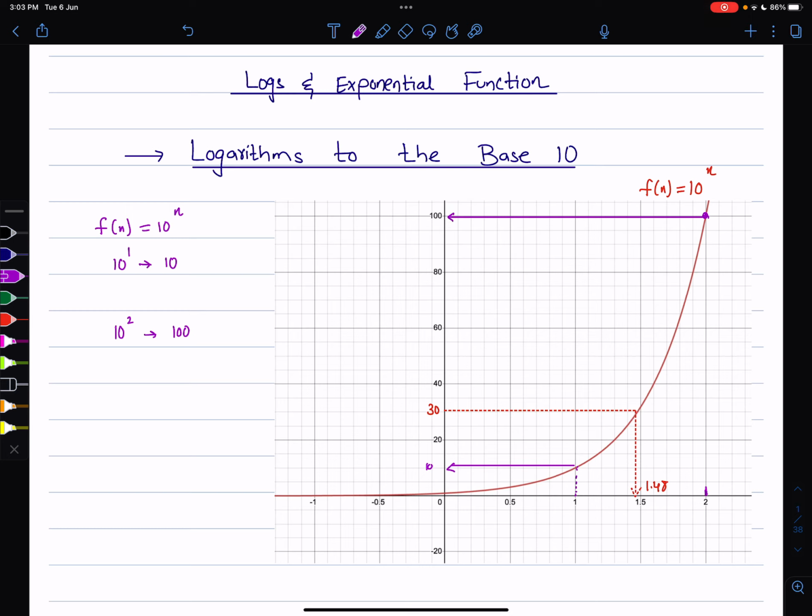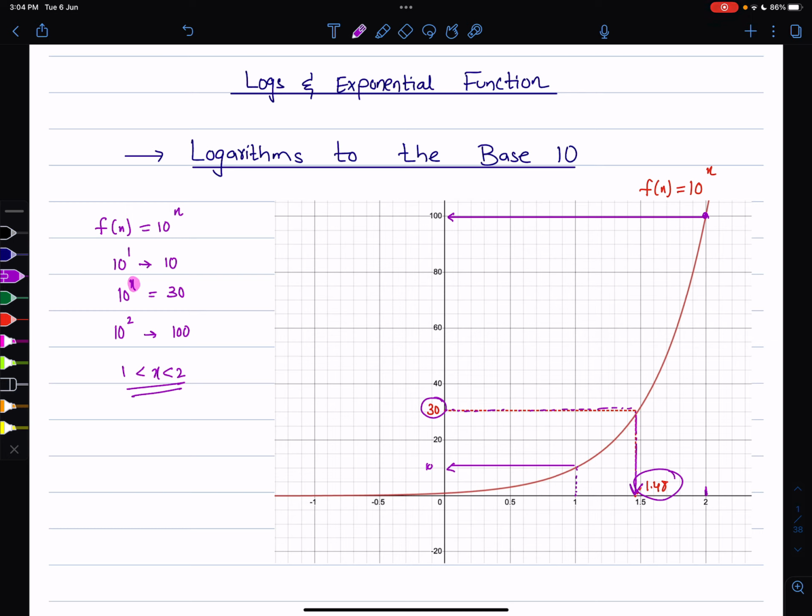Now if you want to solve 10 to the power of x equals 30, then the y value is 30. This indicates that the x value must be between 1 and 2. So x must be between 1 and 2. Now using the graph we can have an approximate value. So this value comes out to be around 1.48. So 10 to the power of 1.48 will give us a value equal to 30. That's the y value. Now there is a function that gives the value of x directly.